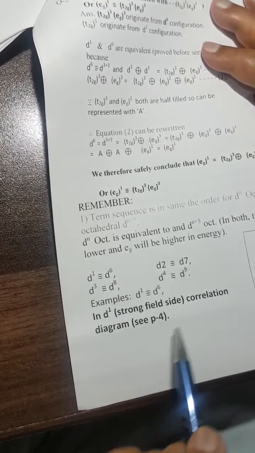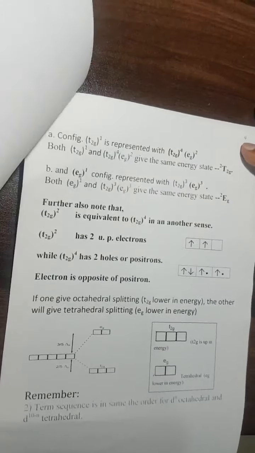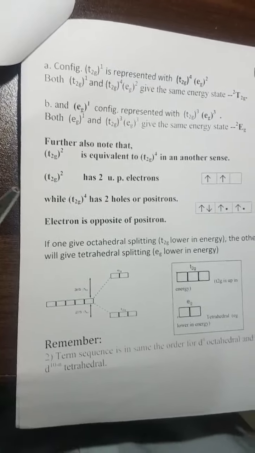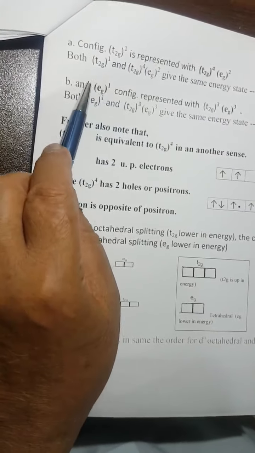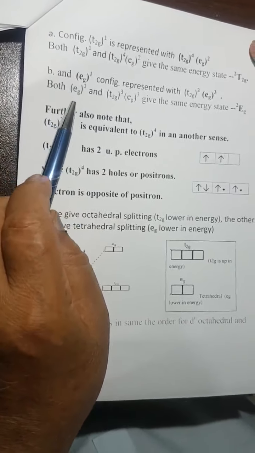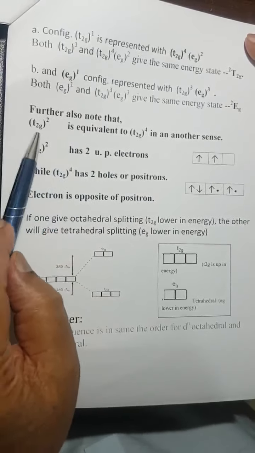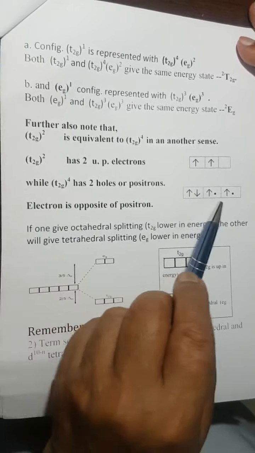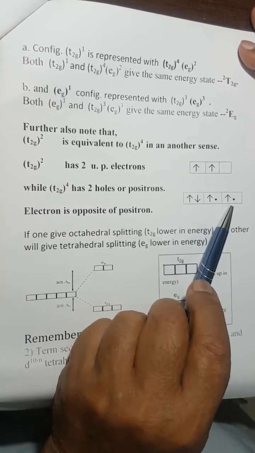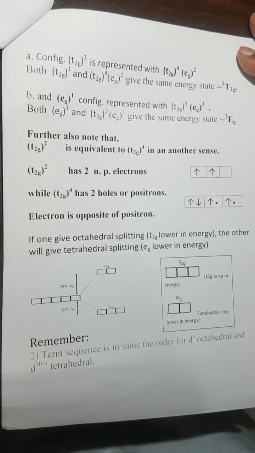In the diagram, the example is d1 and d6. d1 strong field corresponds, okay, with correlation. You can see on page 4, it's already given, and I think I don't need to explain this. Configuration t2g is represented with this. I have already shown that this eg is represented with this. Further, also note that t2g is equivalent to this. t2g has 2 unpaired electrons. This has 2 holes in it. So electrons, and this is a positron, the opposite of that.